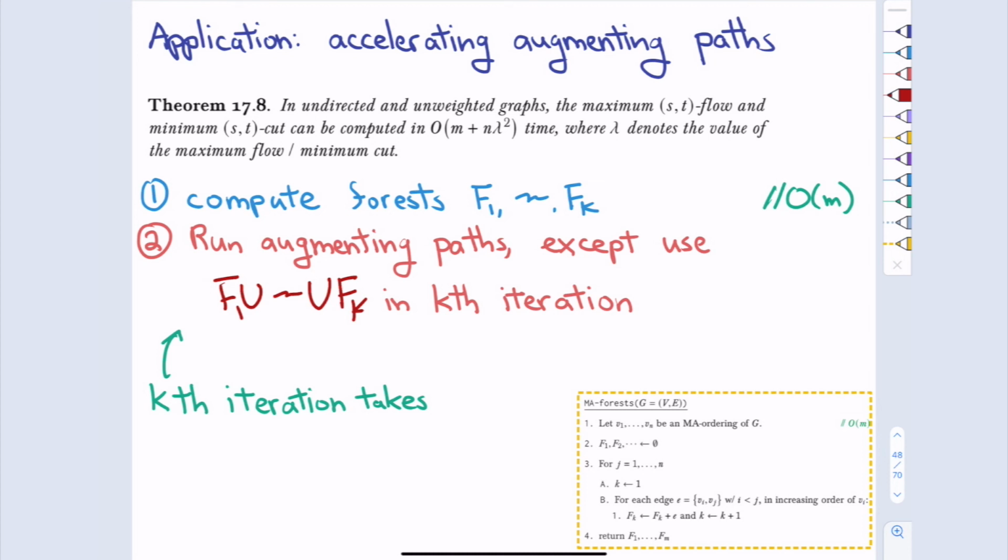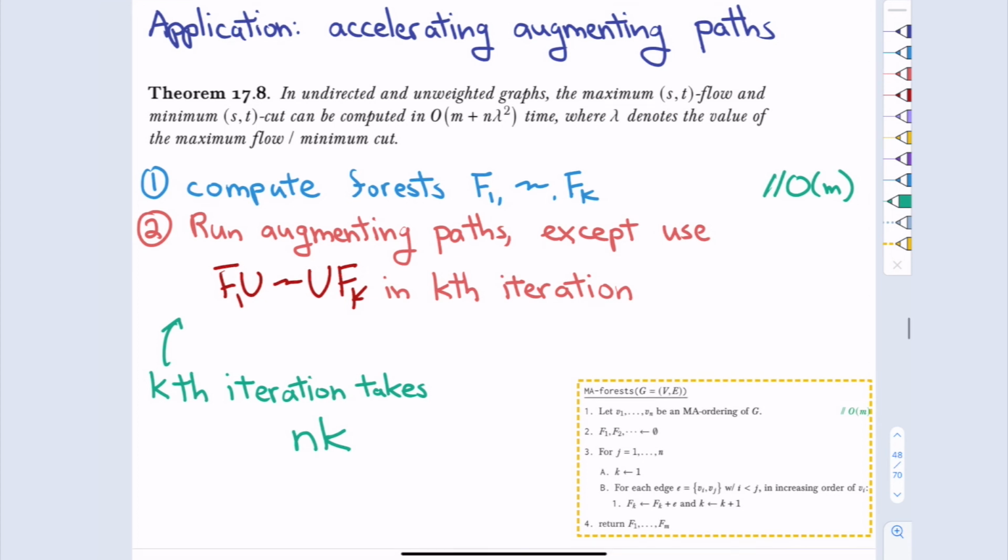Okay? The advantage is that the kth iteration only takes n times k time, because you're just running BFS or whatever algorithm in a much smaller graph. It's in the union of k forests. Okay? As a result, you end up with a Ford-Fulkerson type of running time, except now it'll take you m plus n lambda squared. m is just to build the forest. n lambda squared is just what you get from 1 plus 2 plus 3 plus 4, and so forth. Okay, so you can actually kind of improve Ford-Fulkerson in dense graphs with this idea.